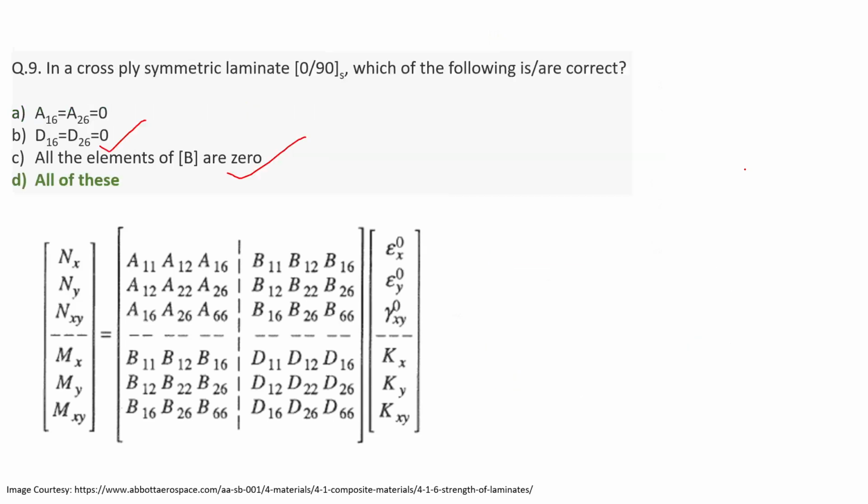Here the point comes that if it is a balanced laminate, then A16 and A26 will be 0. Now 0 plus or 0 minus means the same thing. Similarly, 90 plus or 90 minus will give you the same thing. So it will also act as a balanced laminate. That's why A16 and A26 will also be 0. So all of these will be the conditions for a cross-ply symmetric laminate, 0/90 symmetry.